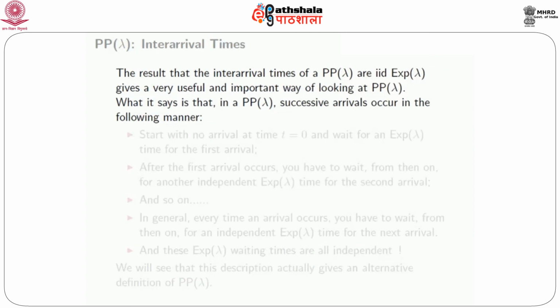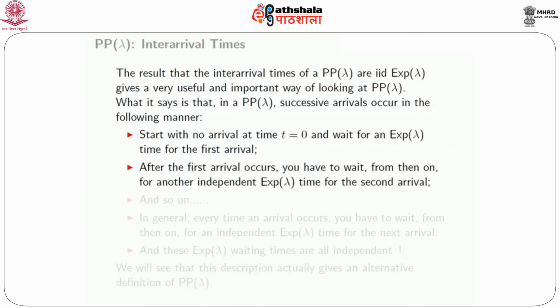Okay, so the result that the inter-arrival times of a Poisson process with parameter lambda, or rate lambda, are IID exponential lambda gives a very useful and important way of looking at a Poisson process with rate lambda. What it says is that in a Poisson process with rate lambda, the successive arrivals occur in the following manner. Start with no arrival at time t equal to 0 and wait for an exponential lambda time for the first arrival. After the first arrival occurs, you have to wait from then on for another independent exponential lambda waiting time for the second arrival, and so on.